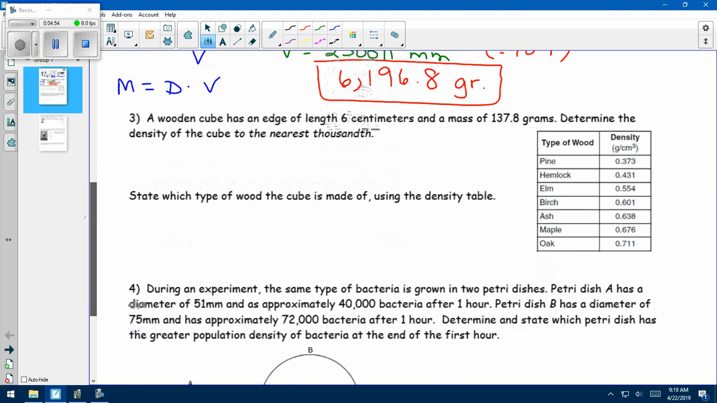Okay, so as far as number 3 is concerned, it says a wooden cube has an edge length of 6 centimeters and a mass of 137.8 grams. Determine the density of the cube to the nearest thousandth. Okay, so if density is mass over volume, we know that the mass is 137.8 grams.